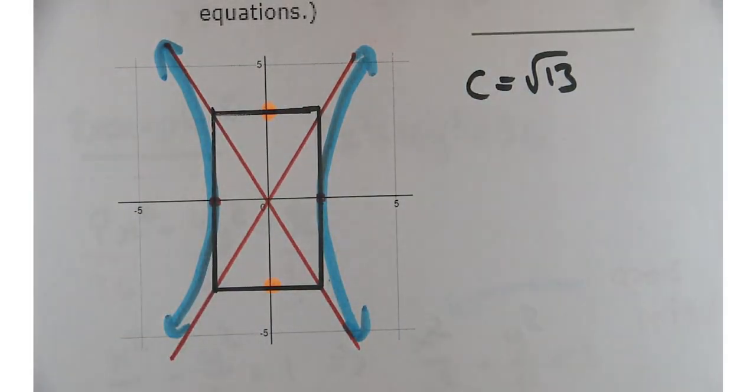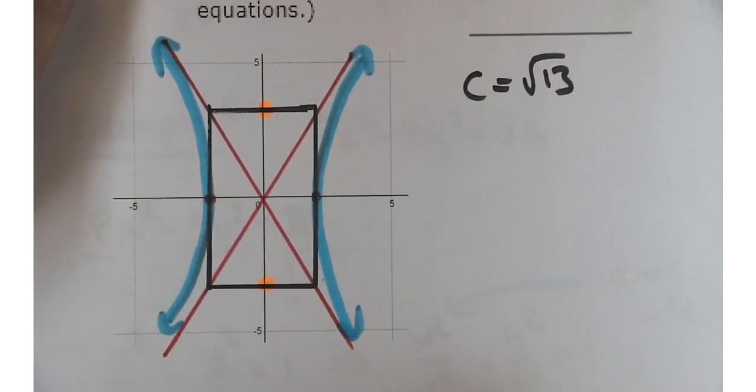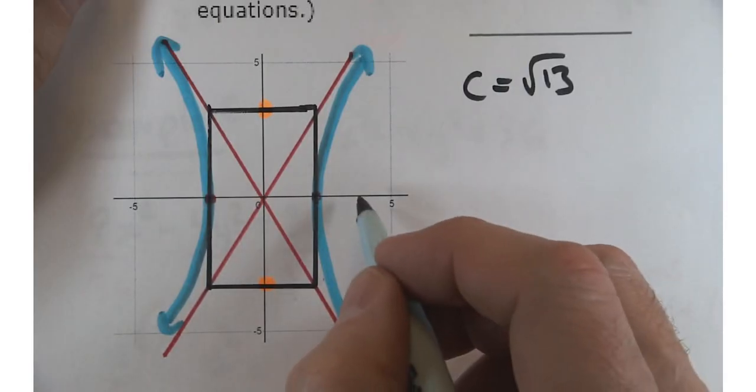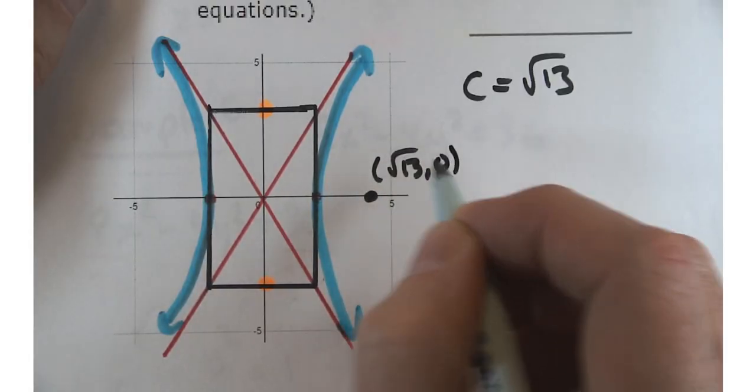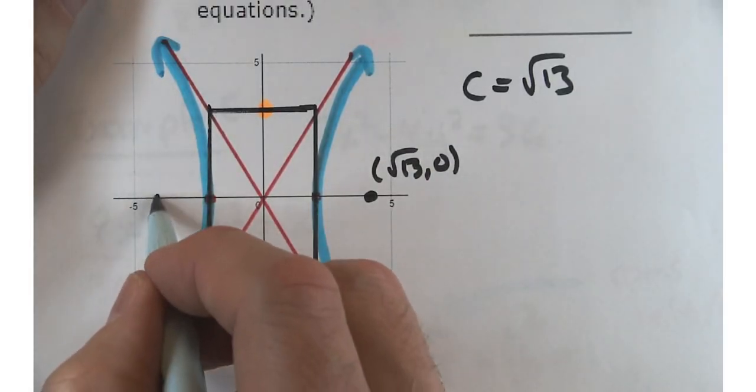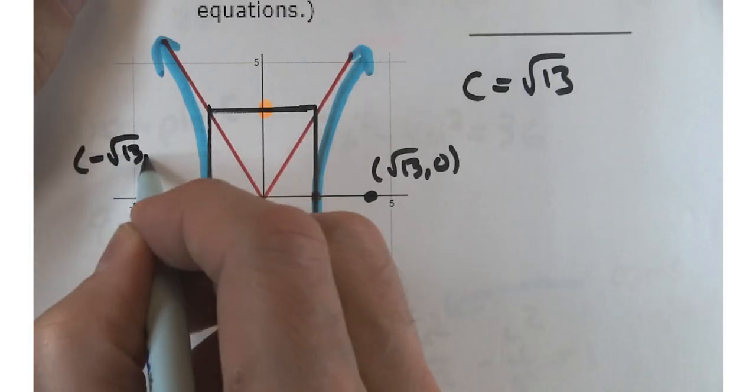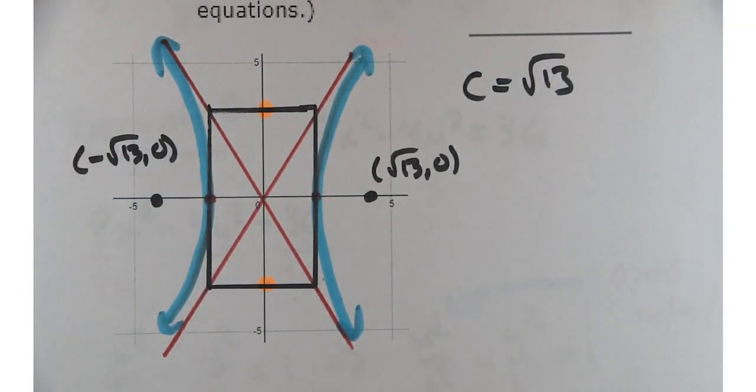Finally, C was the square root of 13. So where am I going to find the foci? What would the coordinates of the foci be? Alex, where would the coordinates of the foci be? Root 13, 0. Nice. Negative root 13, 0. Yeah, so square root of 13 and 0, and negative square root of 13 and 0. Something like that. And I'll have a better graph for you on the exam because it's tough to try and get an idea of scale here, but that's it.